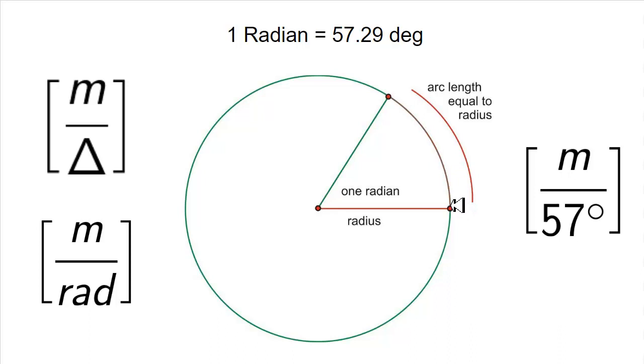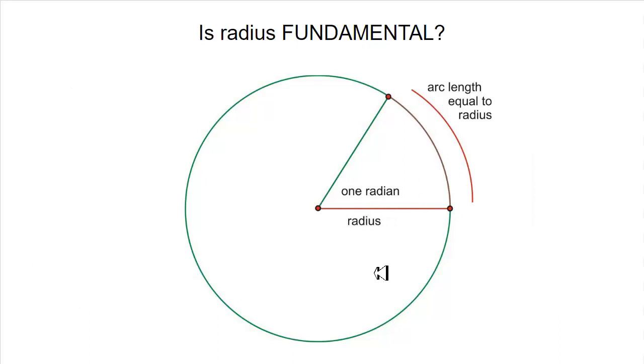So whenever I see radius, yeah, I'm going to think about the radius of the circle, but I'm also going to think about the arc length of the circle. And then the question I want to ask you is radius fundamental? Is radius fundamental? That is the question I am asking in this video. Is radius fundamental? Does nature care about radius? Is the radius of a circle a fundamental measure of nature?